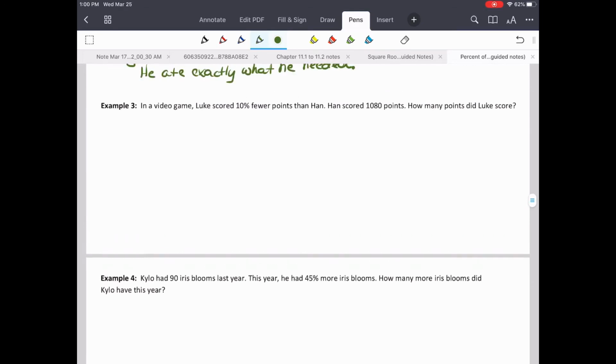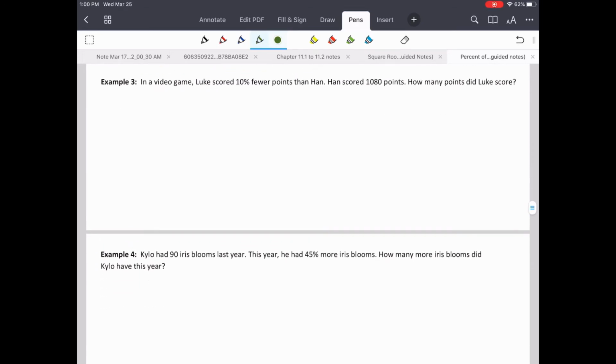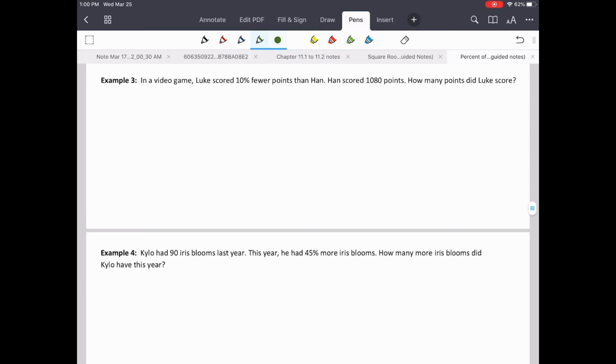All right, in this next problem, let's read this first. It says, example 3, in a video game, Luke scored 10% fewer points than Han. Han scored 1,080 points. How many points did Luke score? So this sounds like a percent increase or percent decrease. And we're going to look at the way this is worded. This says 10% fewer. That sounds like a decrease to me. So we're going to use the percent decrease equation when we set all this up.